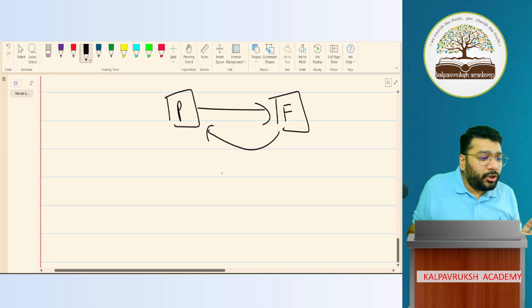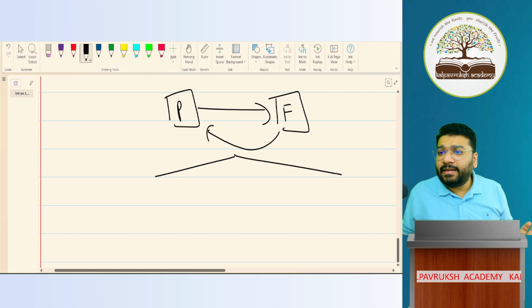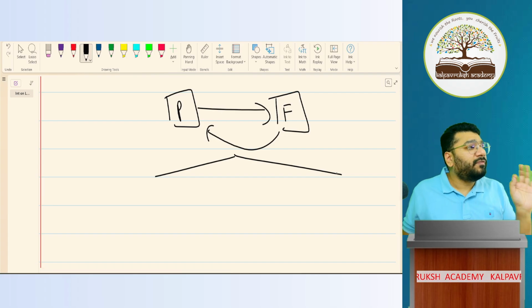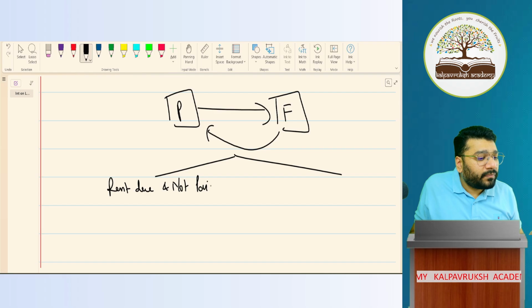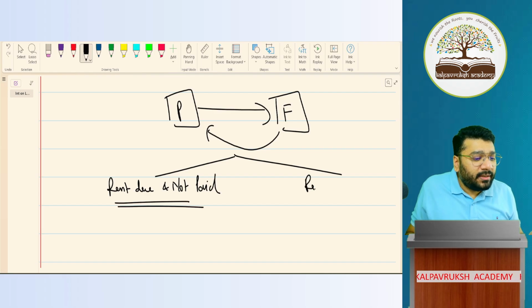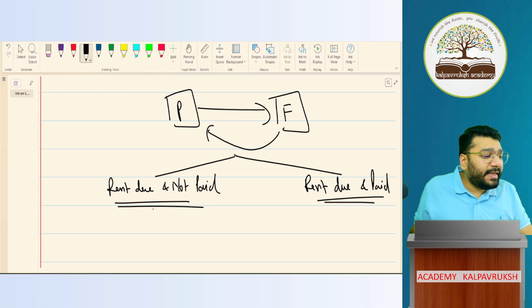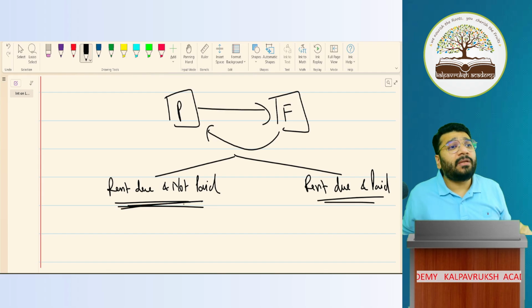Now here again, two situations will pop out. First situation is rent due and not paid. Second situation is rent due and paid. Any difficulty? We saw an example where one firm was enjoying the premises from April to February.